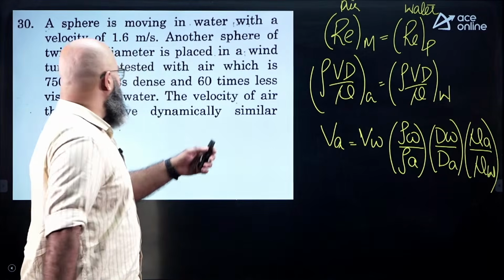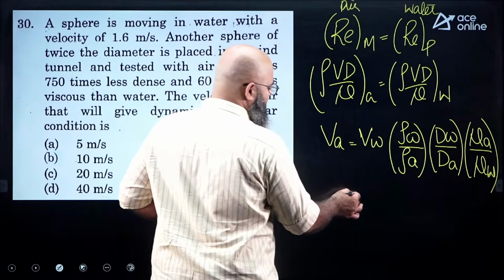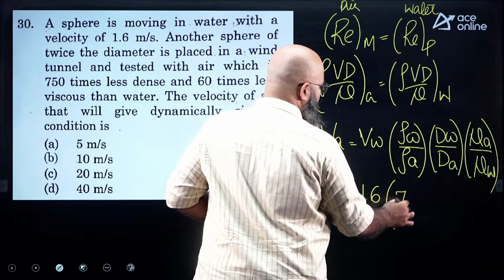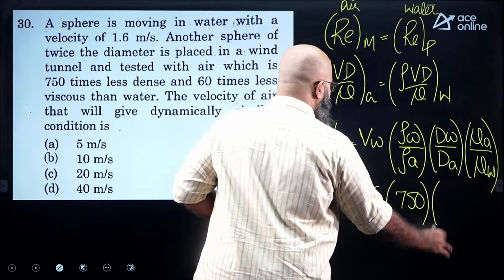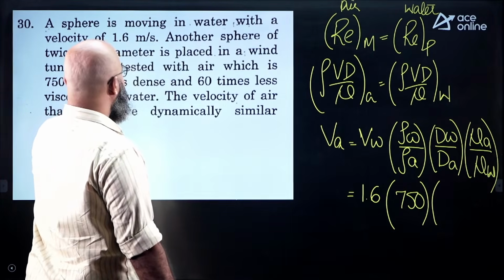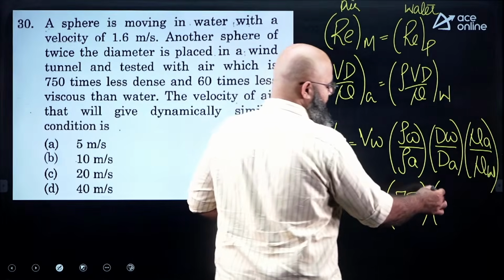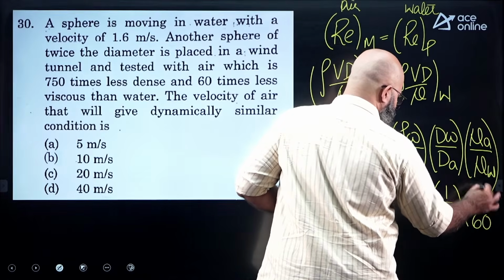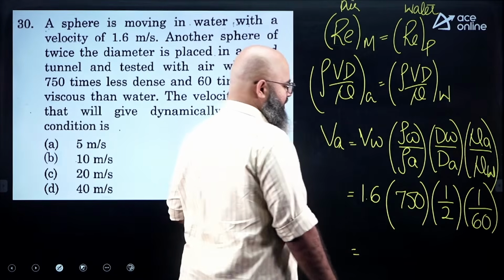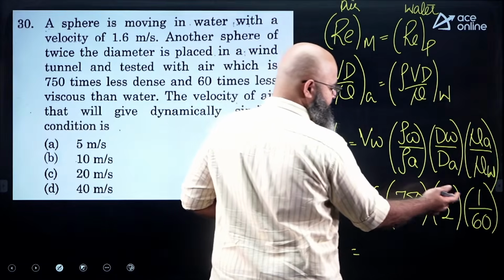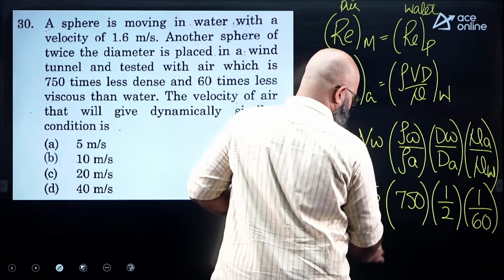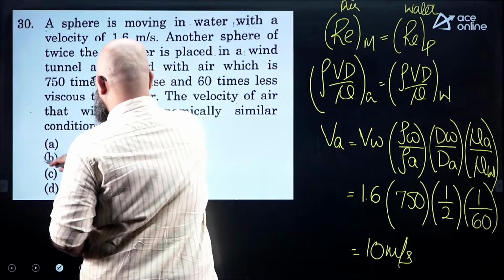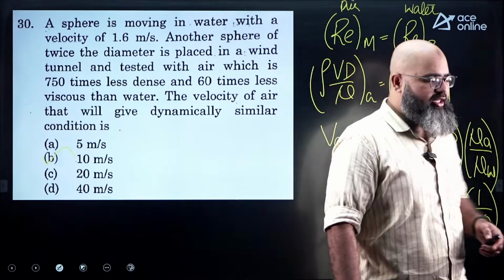Now it is given to you the velocity in water is 1.6. So let us put in the value over here, 1.6. Density of water by density of air is equal to 750 according to the question. Now he is saying that the diameter placed in the wind tunnel is twice that in water. So this is 1 by 2 and this over here is 1 by 60. Should you put in these numbers, you are going to get the answer as 10 meter per second. Option B would be the correct answer over here.